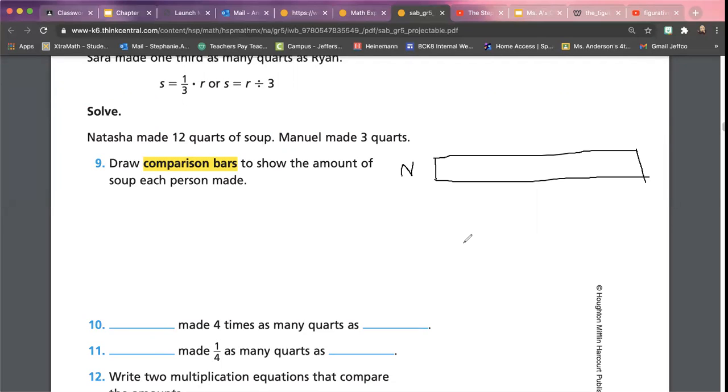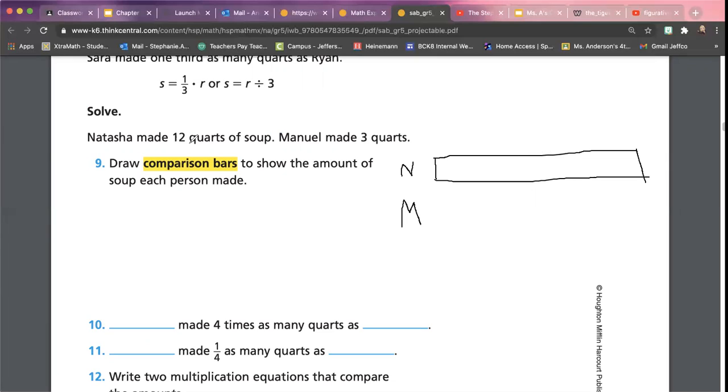You can just do that and then put an M for Manuel's, I think it is. And how big should I make his though? Half, a little bit lower than a half of Natasha.